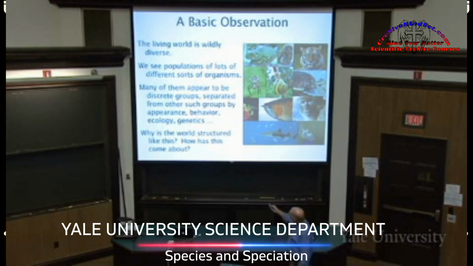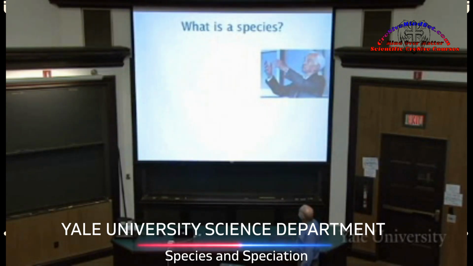And they seem to be in discrete groups, separated from other such groups, and in many ways: appearance, behavior, ecology, genetics. So why is the world like this? How did that come about? Why is the planet not simply covered with a homogeneous layer of primordial slime, rather than these different things? For a long time, it wasn't that way, really. The prokaryotic world was genetically diverse, but it certainly didn't have this kind of morphological diversity in it.